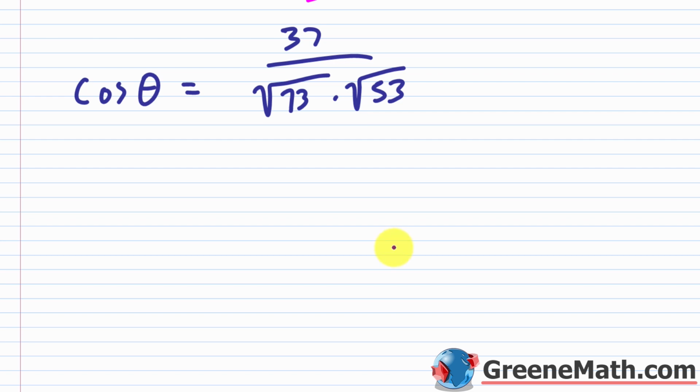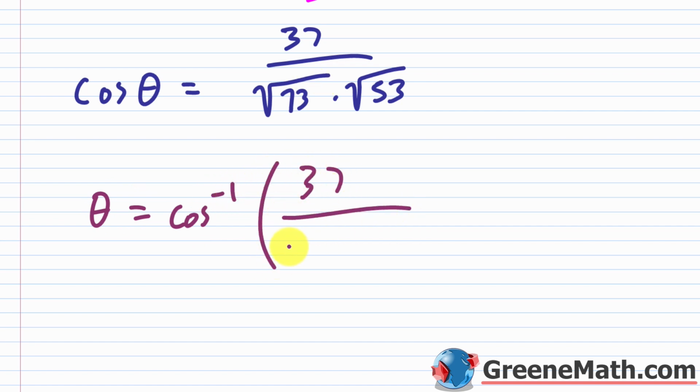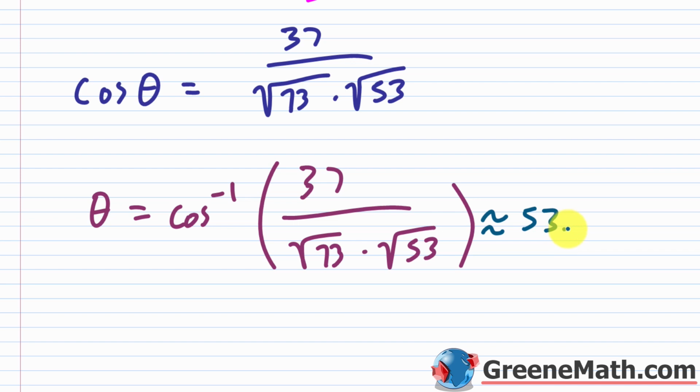Okay, so at this point, all you're going to do is say that theta is equal to the inverse cosine of this guy right here, so 37 over your square root of 73 times your square root of 53. Let's key that into the calculator and just try to be extra careful when you enter this in. You're going to get about 53.5 degrees. So that would be the angle between the vectors u and v.